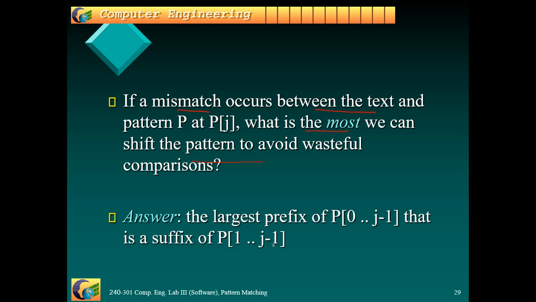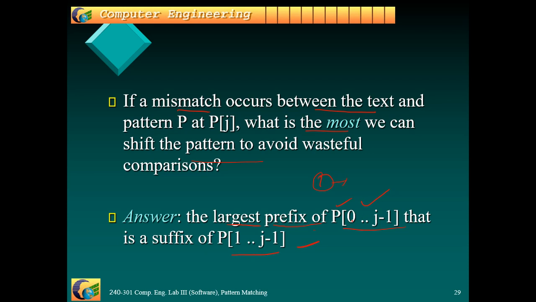So here, the answer is nothing but the largest prefix. What we are trying to do is find out how we shift the pattern to align with the text in order to go for the next iteration of comparison. We find a number with which we can increase the positions of both the pattern and the text, and that constant value is identified with the help of this mechanism. What is it? The largest prefix of p of 0 to j minus 1, which is equivalent to the suffix of p of 1 to j minus 1.